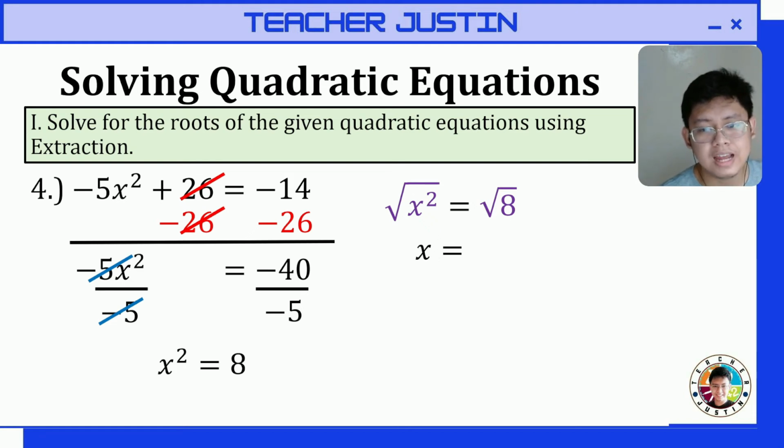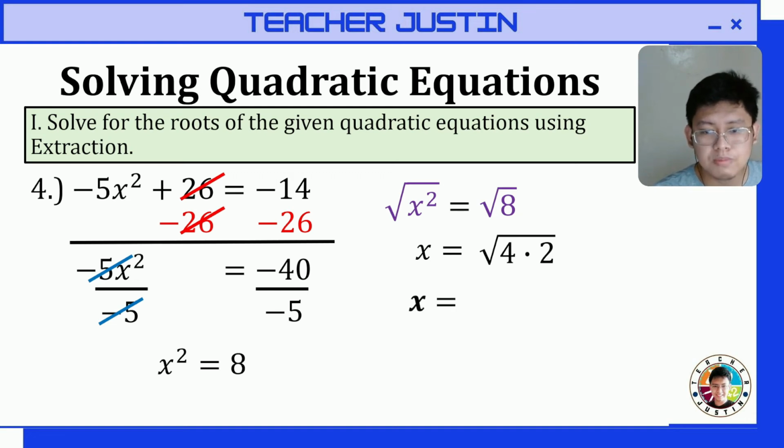So, simplify natin si square root of 8 by thinking of a number na factor ni 8 na perfect square. So, isip tayo ng number na perfect square factor ni 8. So, ang factors ni 8 na may perfect square is 4 times 2. So, let's factor 8 by getting its factor 4 times 2. Now, let's simplify this by getting the square root of 4 and square root of 2 separately.